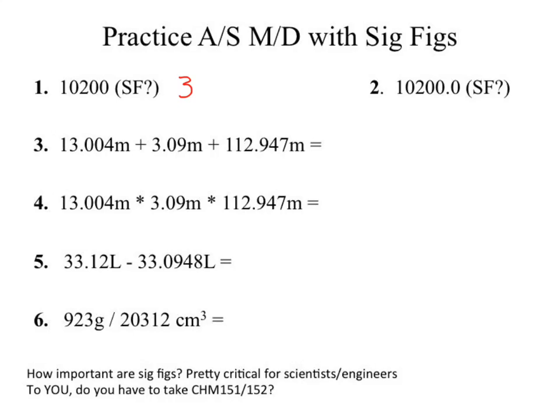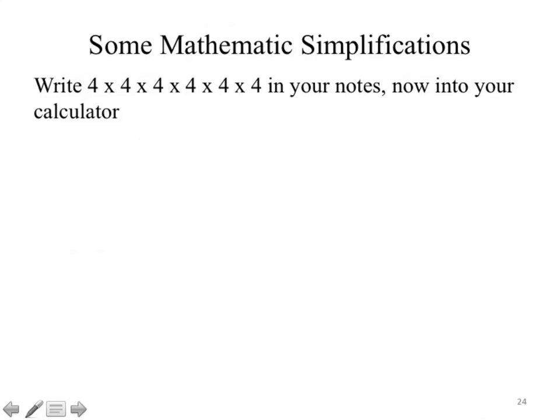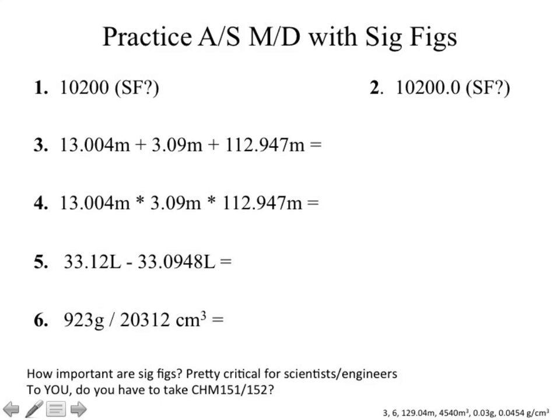The next number, number 2. How many sig figs there? Yes, 6. I'm going to stop actually counting and sort of cheat. So yes, we end up with 3 sig figs, and the next one is 6 significant digits.